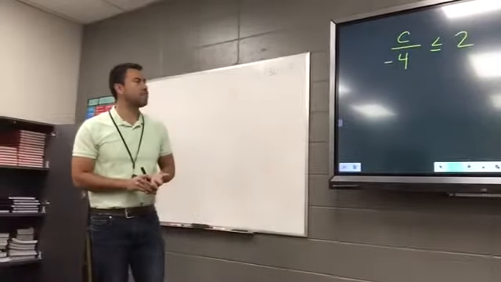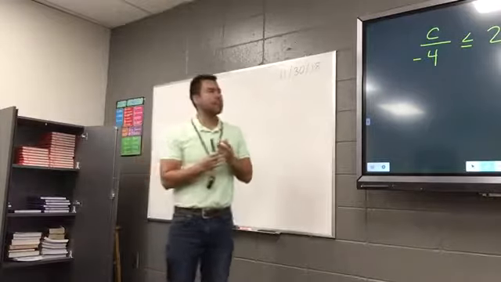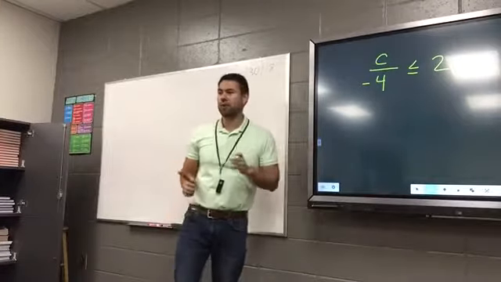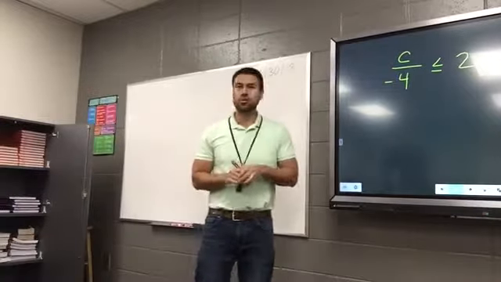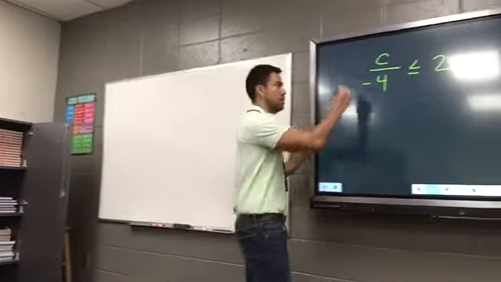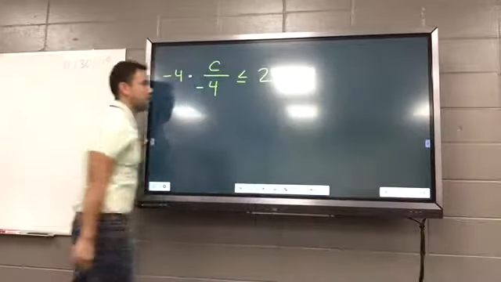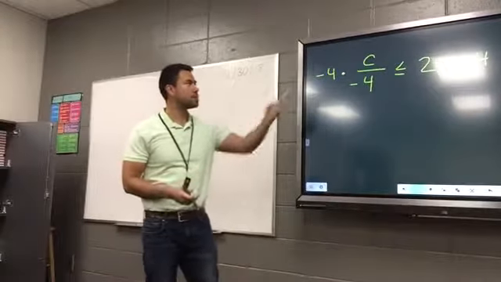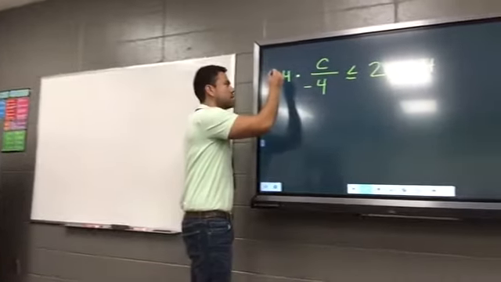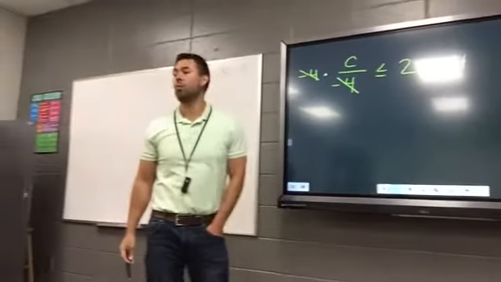C divided by -4 is less than or equal to 2. Natalie, what's happening to C? It's being divided by -4. Eva, what do I do to undo that division of -4? Multiply both sides by -4. Okay, good. What happens to this -4 and that -4, Jack? They cancel. By the way, what's a -4 over a -4? +1, and that's what we wanted.